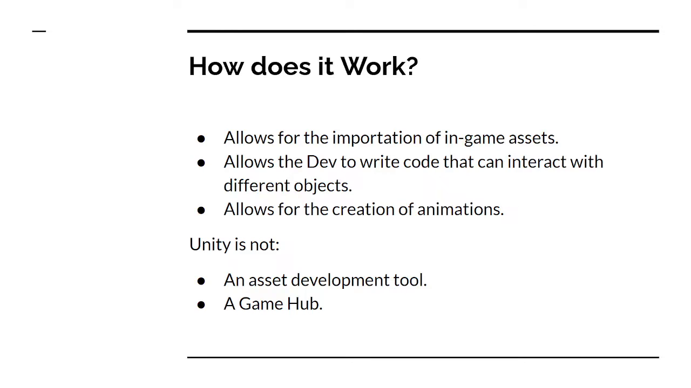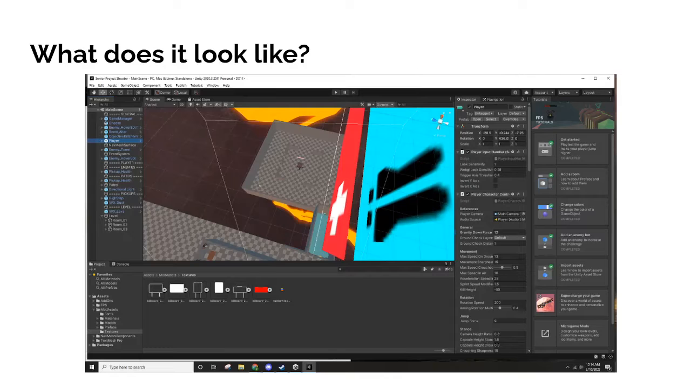All the necessary tools for Unity are included in the UI itself, allowing the developer to see which parts need to be changed within the game's engine, and without having to switch between code. While Unity relies heavily on the usage of assets, it is not an asset development tool, so assets must be imported from other places. Now, what does Unity even look like?